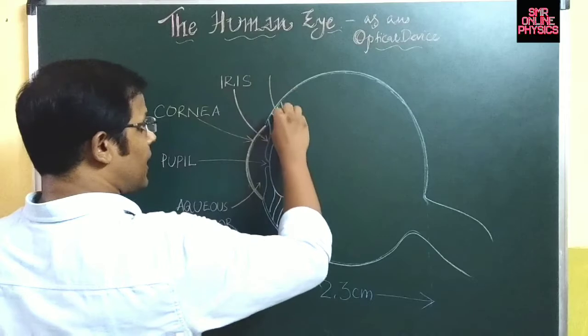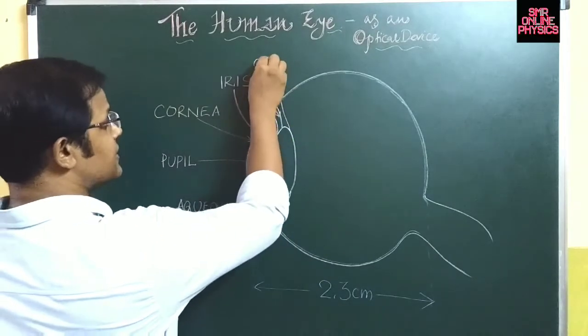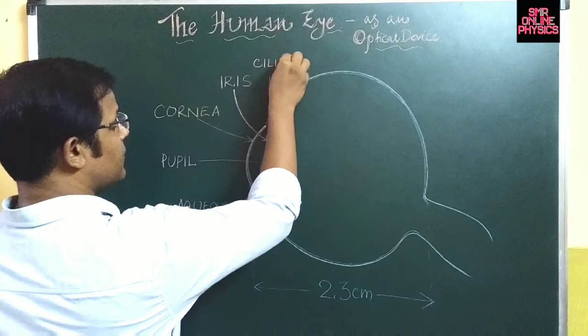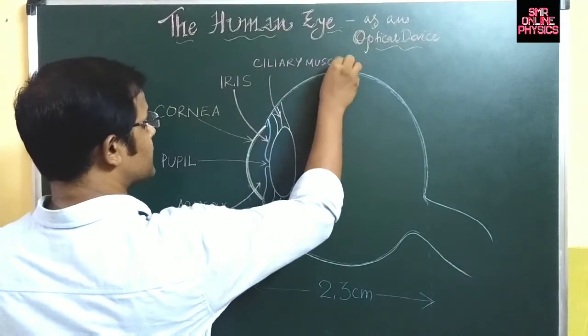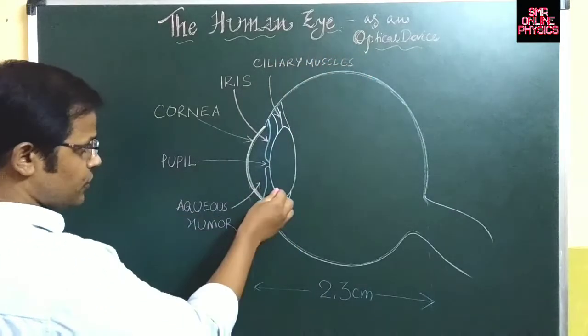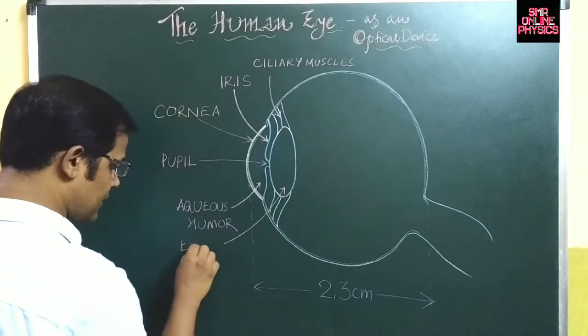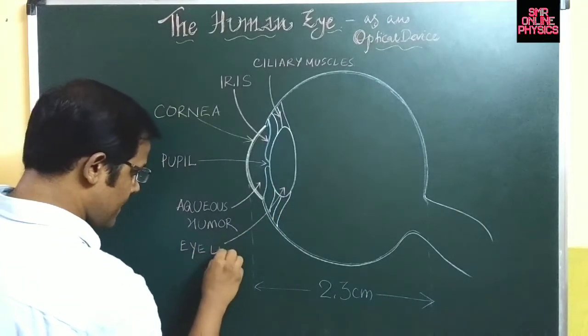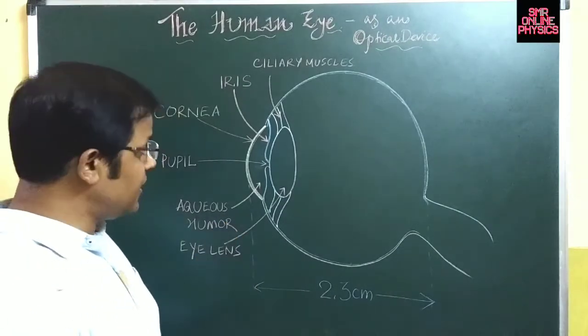And on the top and on the bottom of this eye lens, we have these ciliary muscles. The ciliary muscles, in fact, hold on to the shape and size of the eye lens. So here we go. This is called the crystalline eye lens. Right? That's it. You're getting all the shapes right?